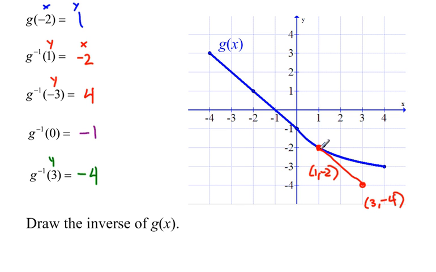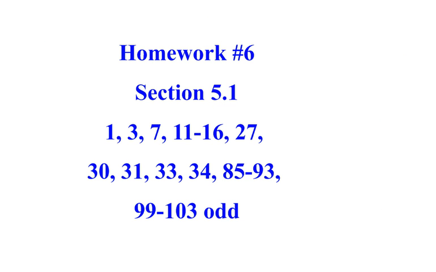Let's go next to this point here. (1, -2) is going to go to (-2, 1) right here. And then our last one right here at (4, -3) is going to be at (-3, 4). And you'll notice that this curved out like that, and it's going to do the same thing like that. And you should notice that it does still reflect over the line y = x. All right, so that should be enough to get you going on homework number 6.